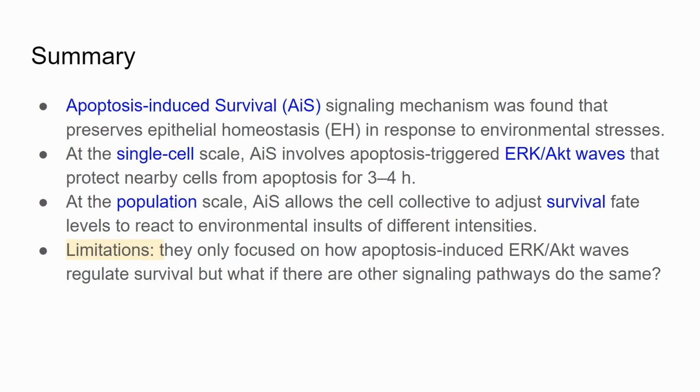So this is their finding, and the limitation of the paper is that they only focus on how the apoptosis-induced ERK activity wave regulates survival, but they don't really measure other signaling pathways that might be doing the same thing as the ERK activity wave. Yeah, so this is their limitation.